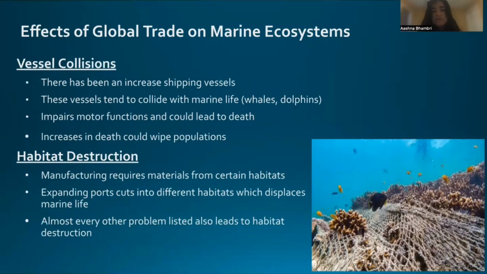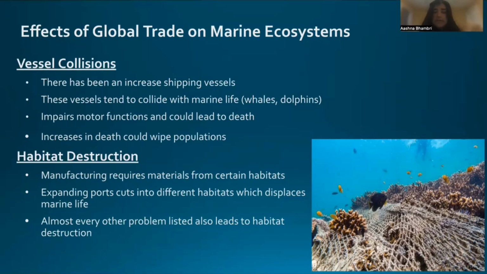An increase in global trade means there's going to be an increase in shipping vessels around the globe, obviously. These vessels will tend to collide with marine life, usually more notably bigger species. So whales and dolphins are usually culprits of this. It impairs their motor functions and could even lead to death, which could wipe populations out in the future.